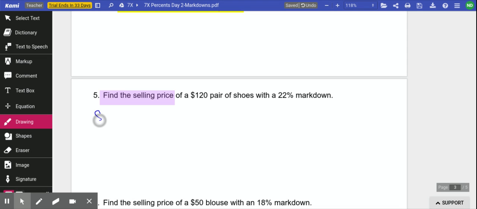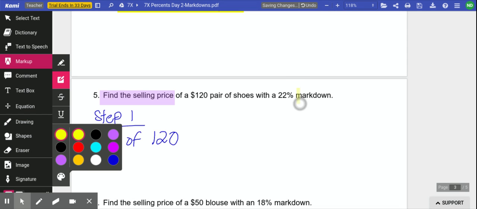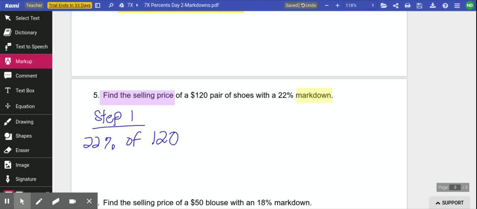So again, step 1 is to find my discount amount. So my discount amount is 22% off of $120. And again, another keyword in this question is markdown. I didn't say discount. I didn't say sale price. I said markdown. So we need to recognize that a markdown is going to decrease the price of the item, which is also known as the sale price.